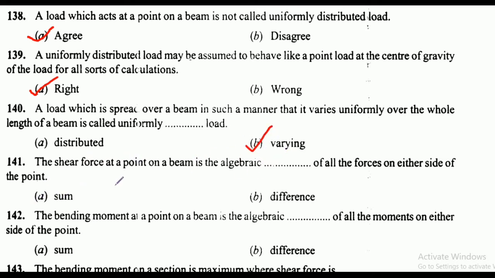The shear force at a point on a beam is the algebraic dash of all the forces on either side of the point, sum or difference. Here correct answer is option A, that is sum. The bending moment at a point on a beam is the algebraic dash of all the moments on either side of the point. Options are sum or difference. Here correct answer is option A, that is sum.